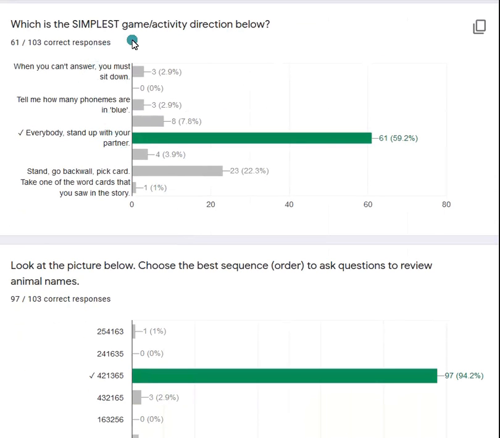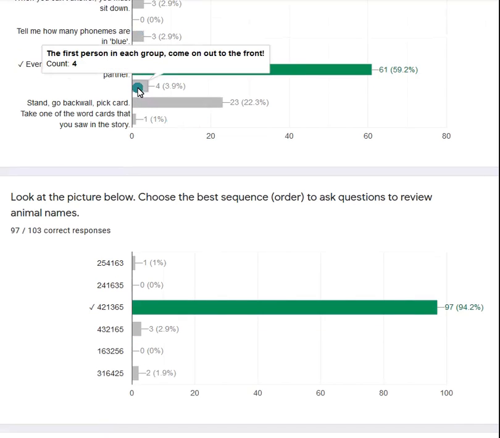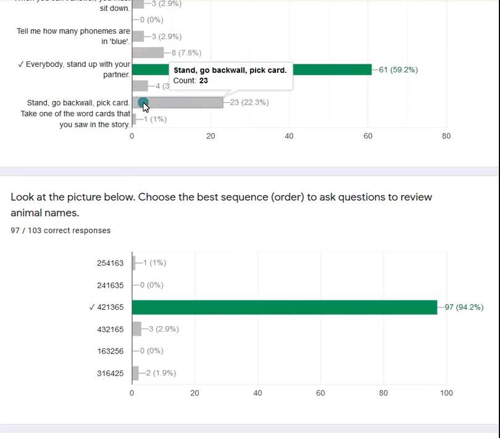Next, simplest game activity or direction. This was referring to our PDF on week 3. Everybody, stand up with your partner. Simple, easy to understand. This one, difficult word. This one, when, which is like if, difficult. This one, the first person, so we said avoid third person, the first person, the last person. This one is Pidgin English.